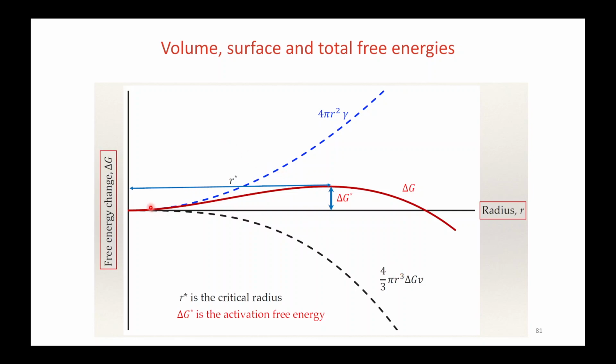So this curve firstly goes above, then it comes down on the negative side. So at the highest point of this total energy, you will be finding it's the activation free energy delta G star, and corresponding to that you have r star, which is the critical radius.